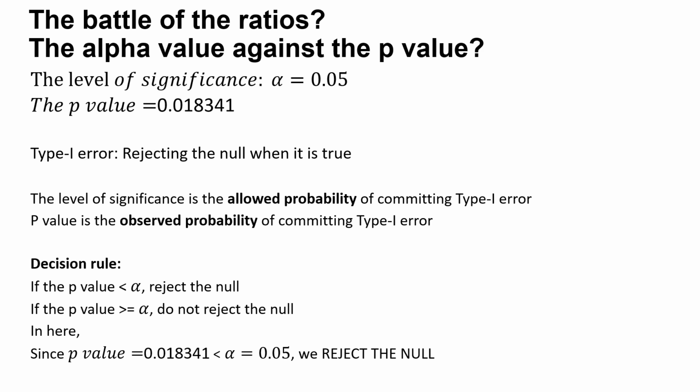In this video, we conducted a right-tailed hypothesis test on the population mean, and by using the p-value, we rejected the null at the 5% significance level because our p-value is less than 0.05. Thanks for listening.